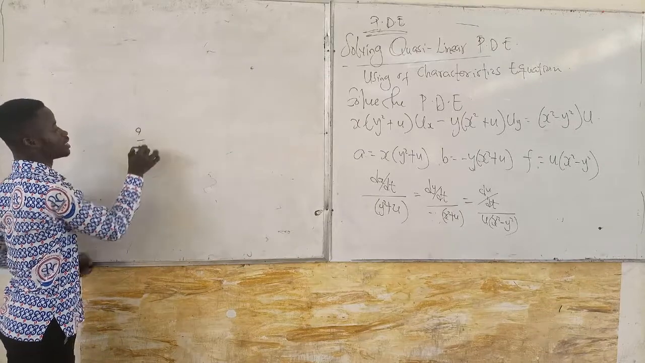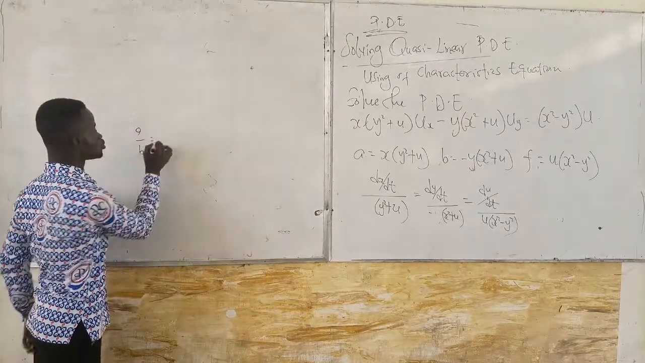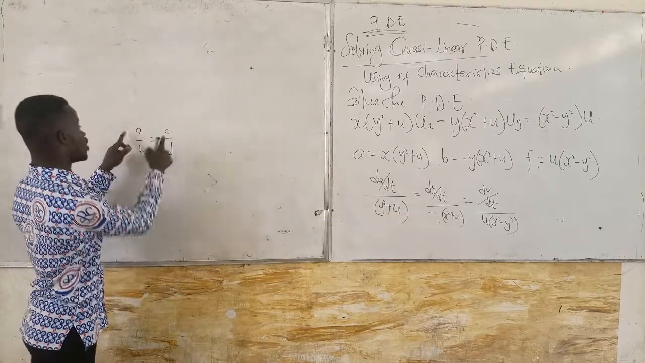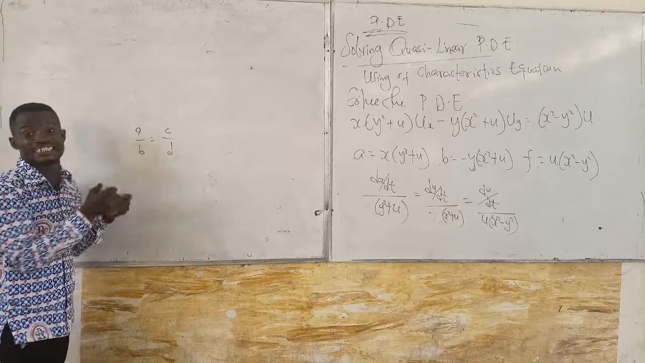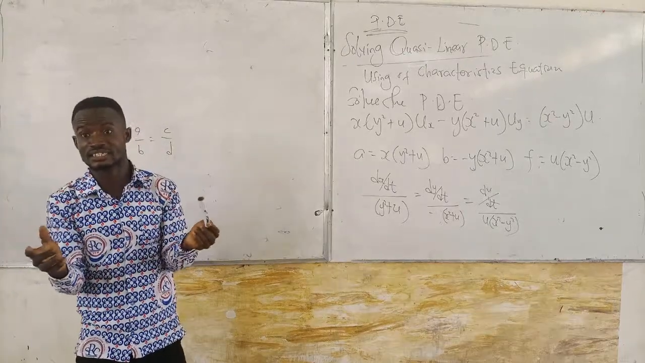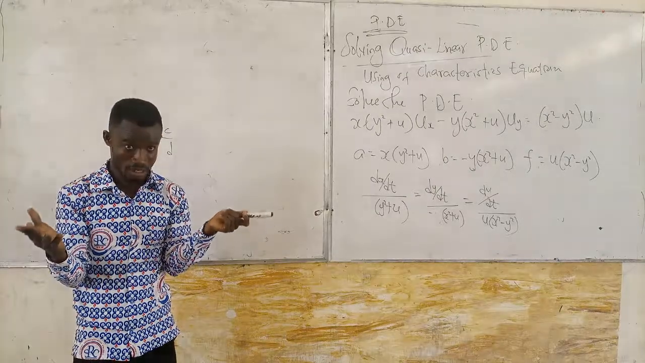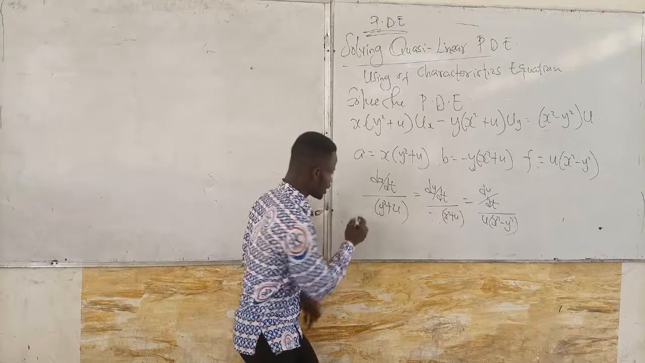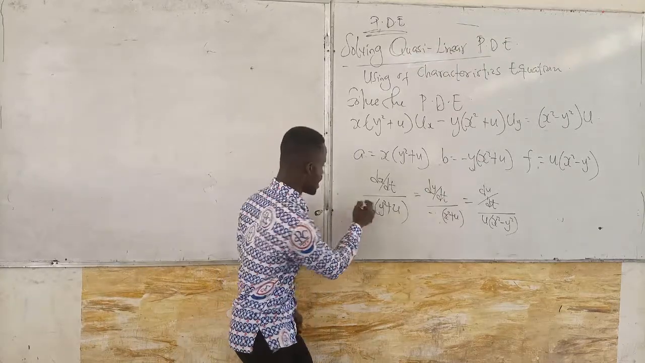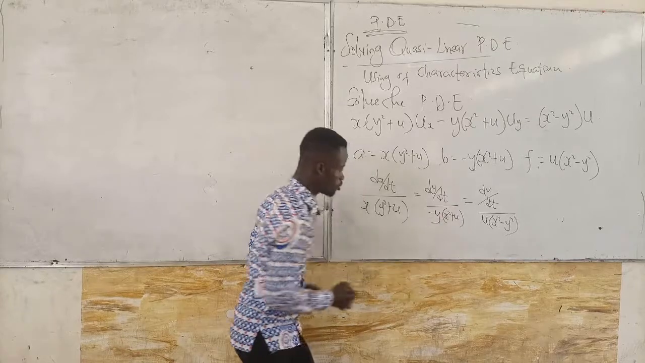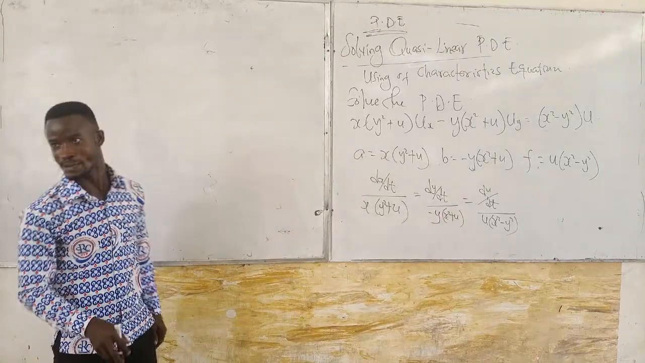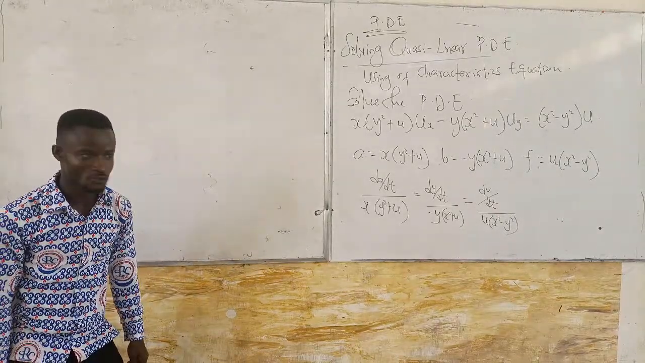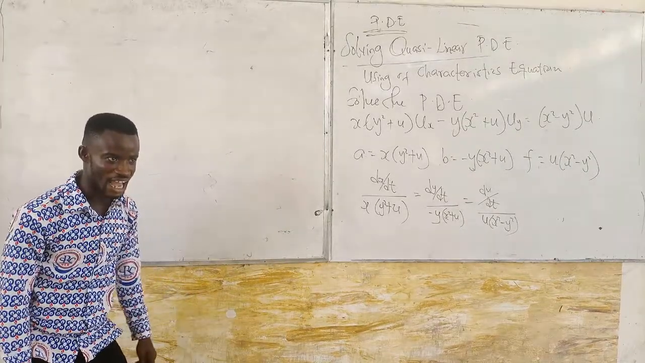Since a over b, which is this over this, is equal to c over d, which is this over this, then we can add or subtract the numerators and the denominators. Let's try and kick it to the top there. From the denominator to the numerator. So what is going to happen?